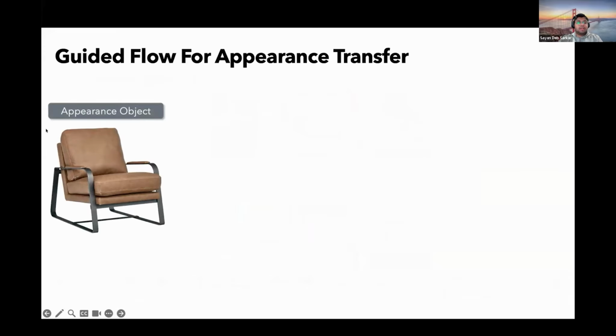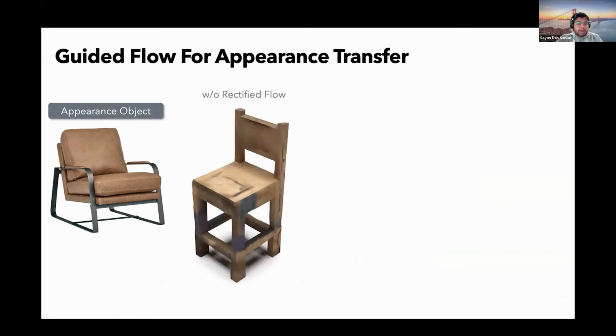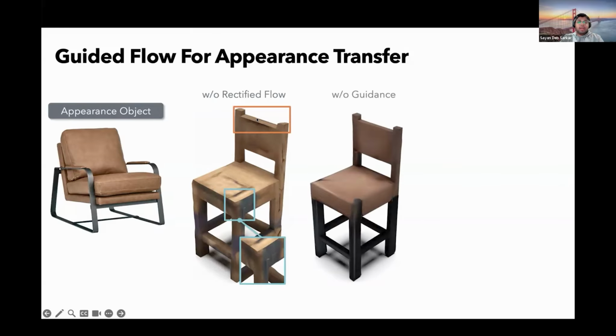So let's say you have this appearance object, which is a chair. This is the image that you are looking at. Without rectified flows, let's say we just had guidance. So we did not have any pre-trained model. This is just pure optimization. What you get is not really consistent. You get texture breakage, texture getting leaked, and the flattening of texture on the corners.